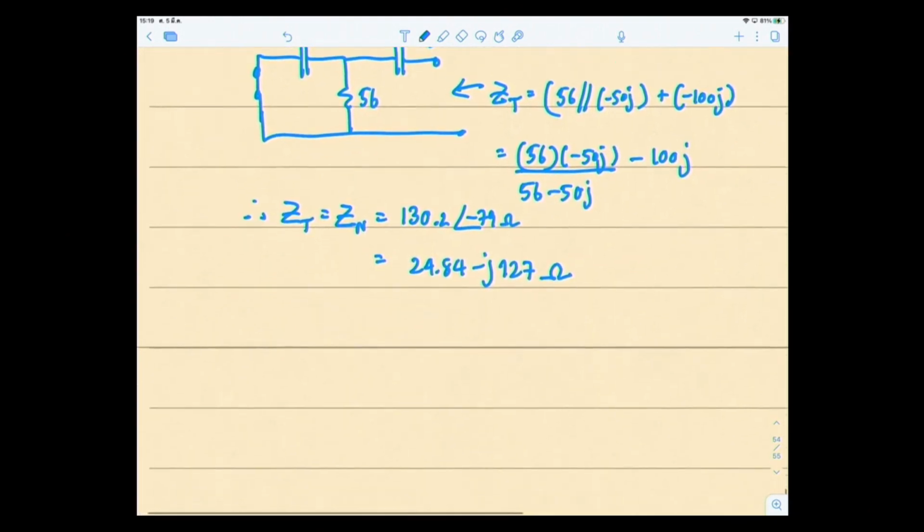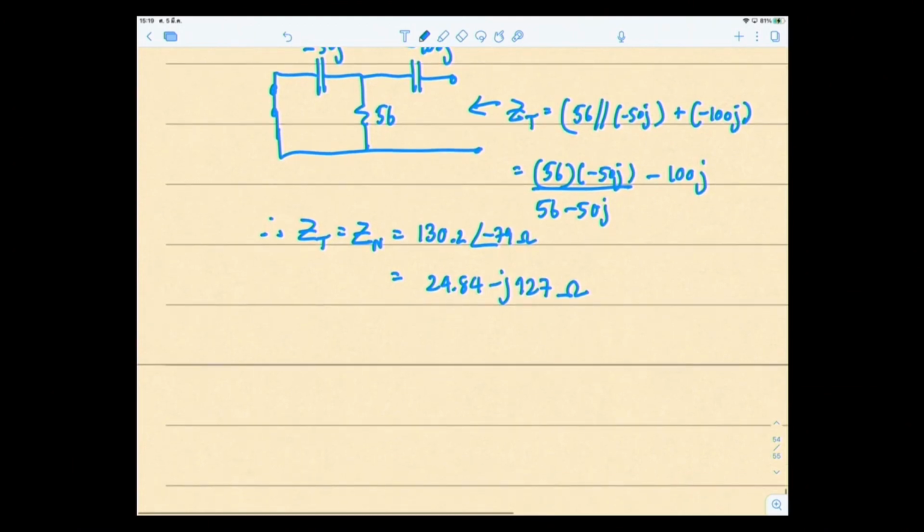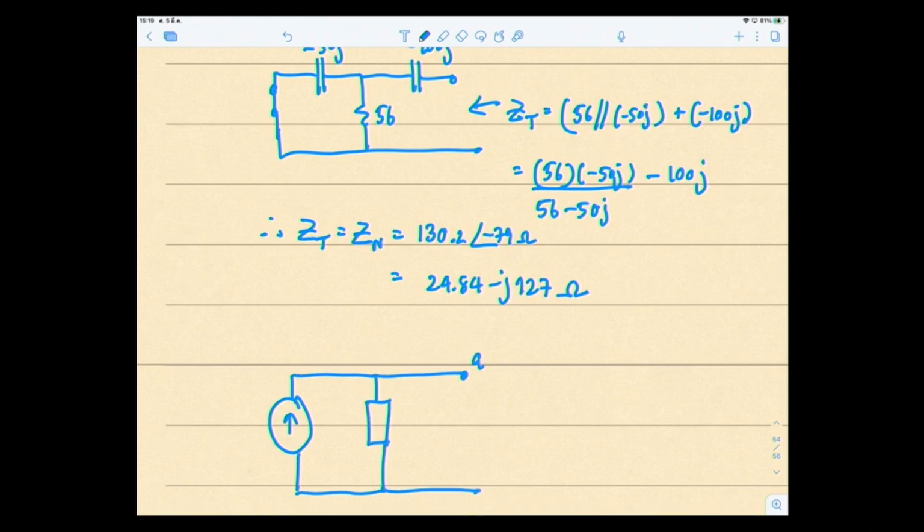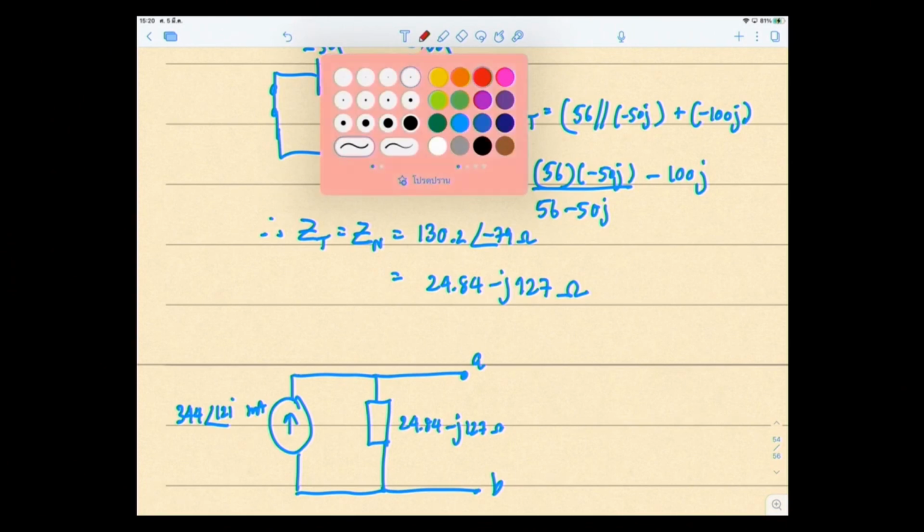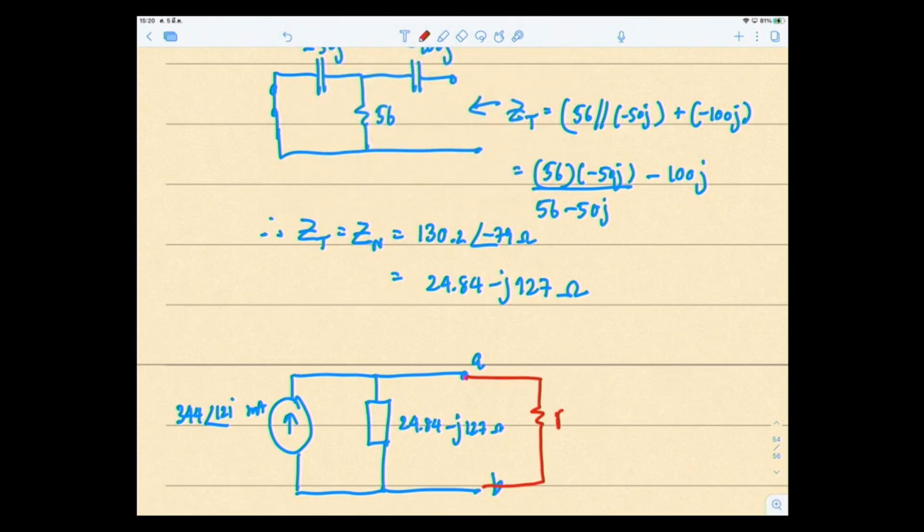So your Norton equivalent circuit would look like this. This would be 24.84 minus j127 ohms, and IN is 344 angle 121 degrees milliamps, and of course you reinsert your RL because you removed it at the beginning. So this is the representation of your original circuit in the form of a Norton circuit.